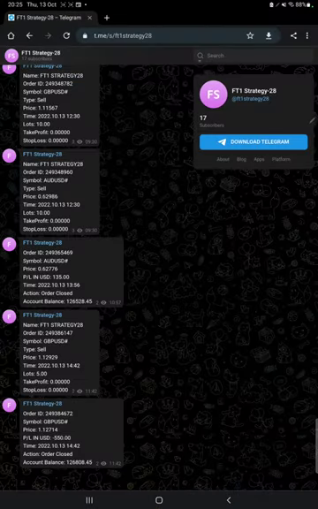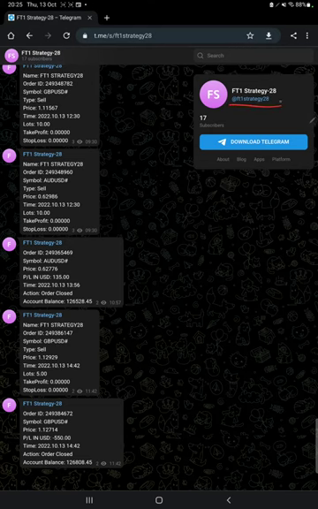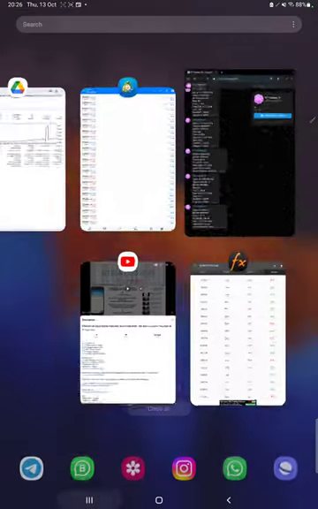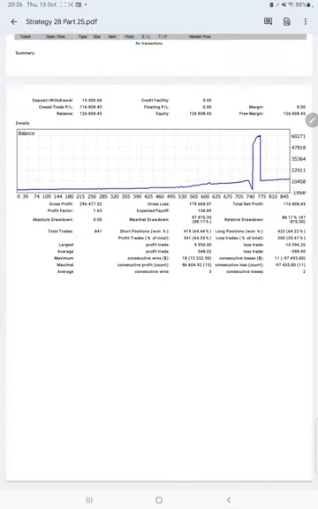MT4 to Telegram option is there by following FT1 strategy 28. In this channel you can stay updated for each trade that we have taken and verify it with the order ID, how much lot size we have taken, how much price we have entered, and what profit and loss we have booked, that we can see.